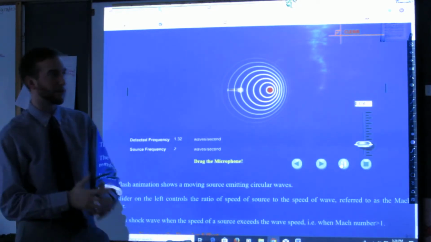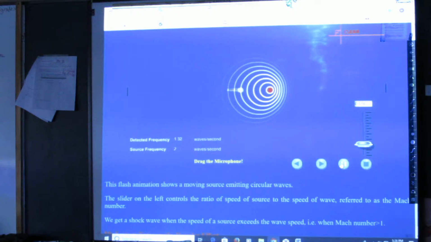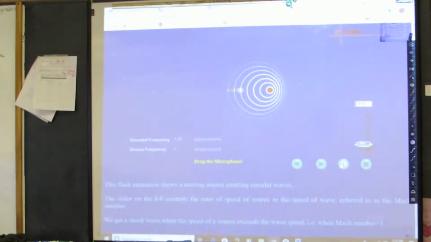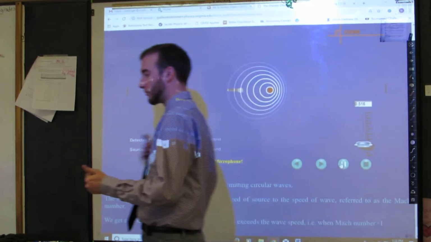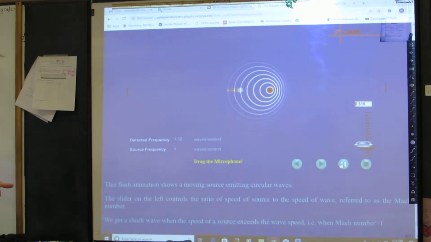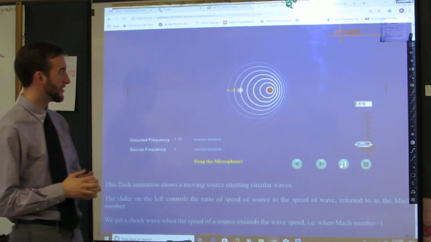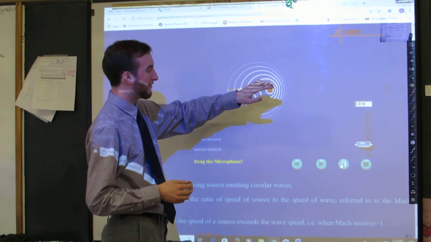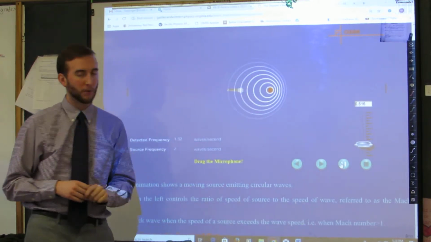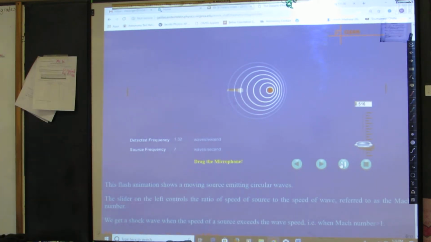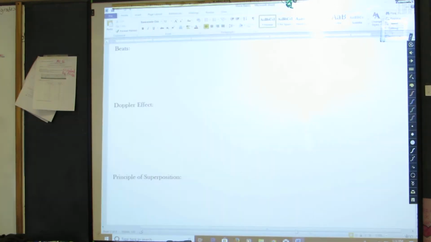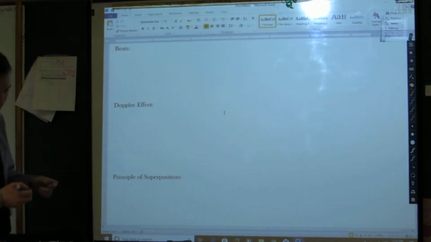The reason the Doppler effect happens is because those waves, on one side, get much more compressed. There's a shorter wavelength than on the back side. So shorter wavelength means higher frequency. Longer wavelength means lower frequency. That is where this illusion, I should say, is coming from. Doppler effect is an illusion that happens.